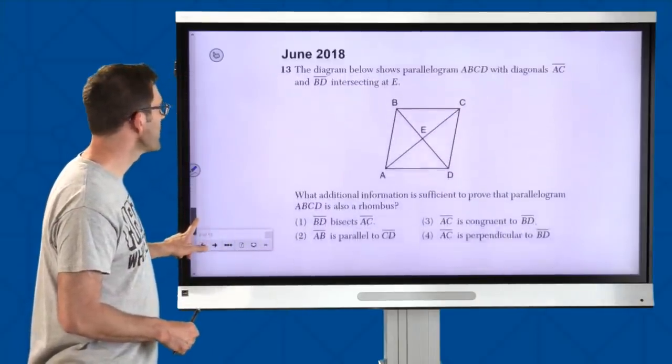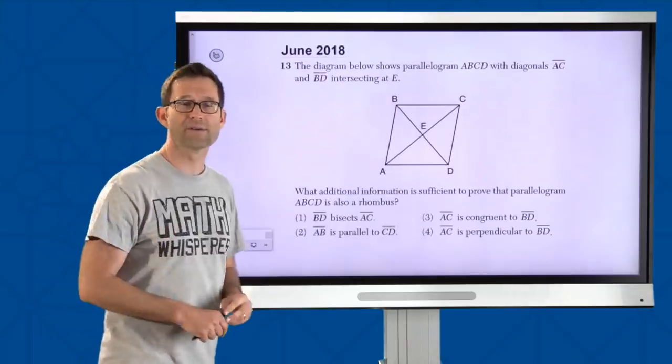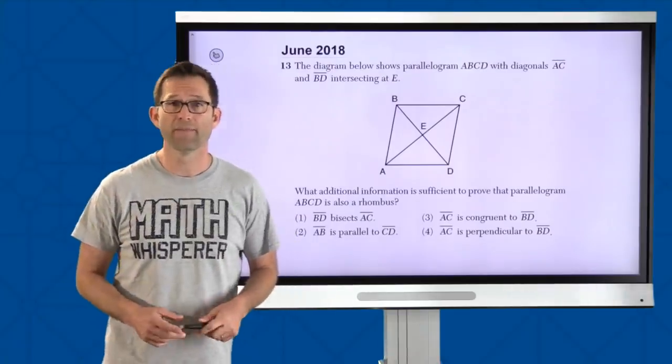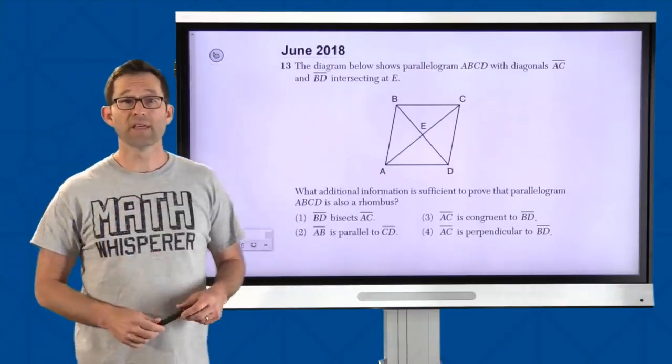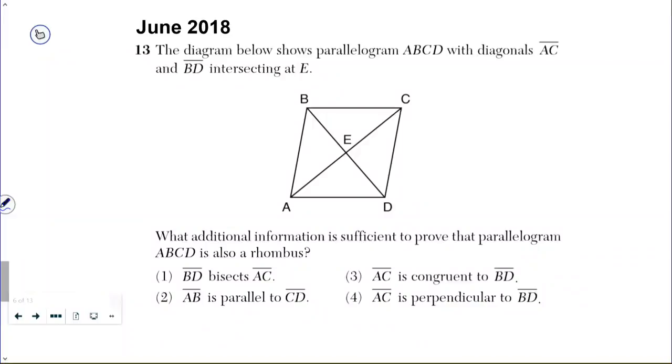The big one with rectangles are congruent diagonals, diagonals that are the same length. June 2018, number 13. The diagram below shows parallelogram ABCD with diagonals AC and BD intersecting at E. What additional information is sufficient to prove that parallelogram ABCD is also a rhombus?